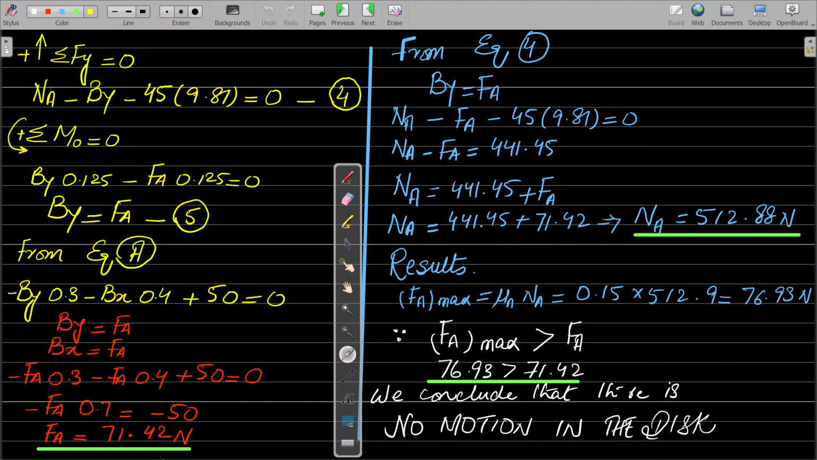Just for knowledge, if this Fa, for example, comes out to be 80 Newton, and maximum friction is 76 or 77, then we cannot solve this problem with type 1. We have to refer to type 2 or type 3 problems. But over here, we are doing according to the rules, that since maximum friction is higher than the friction at point A, we can say there will be no motion in the disk.